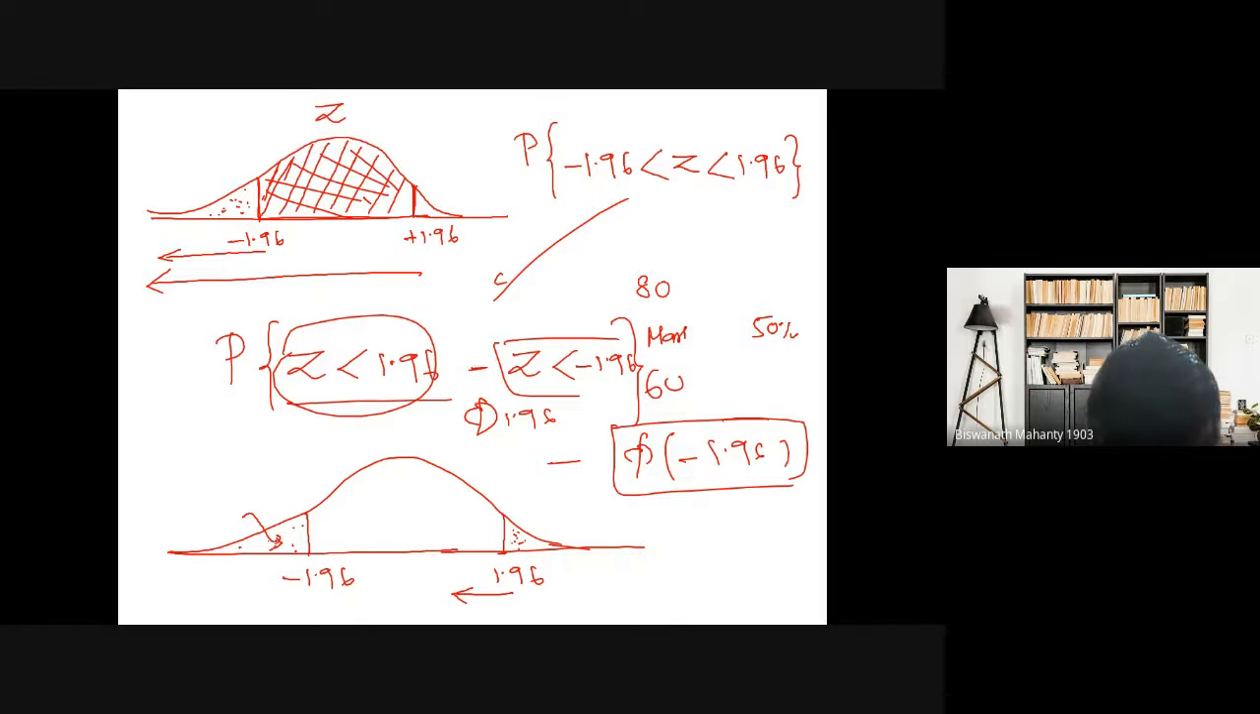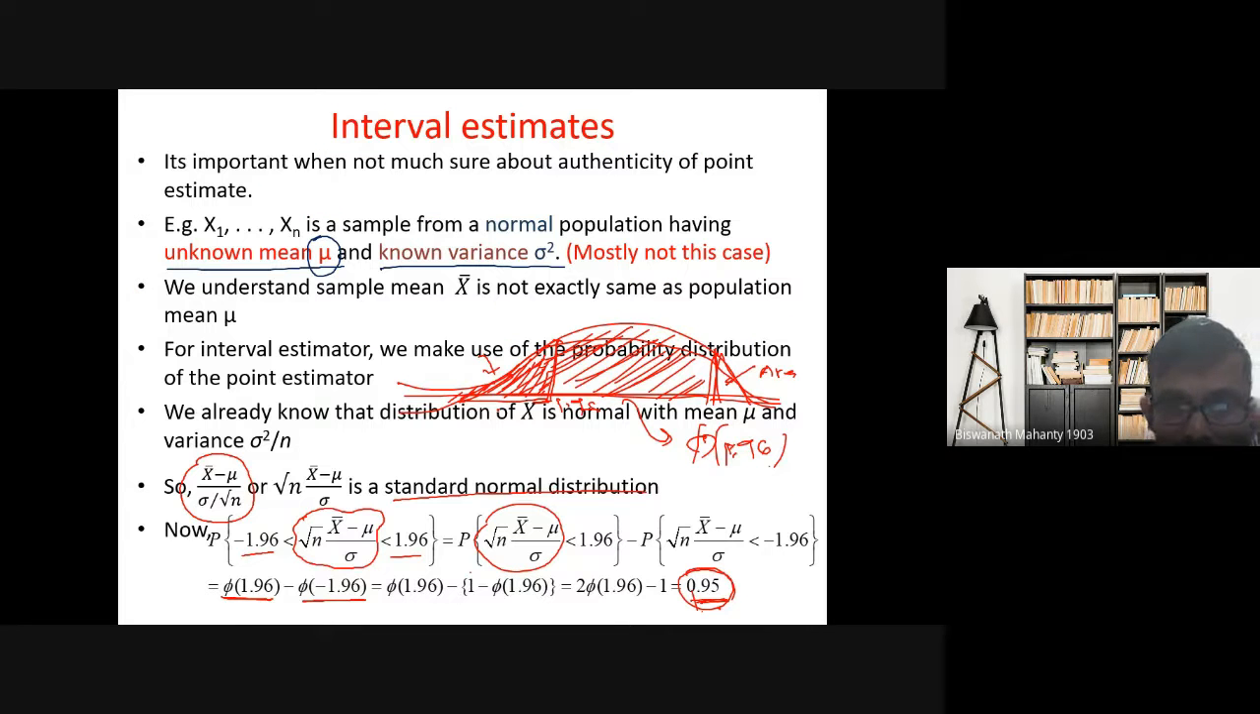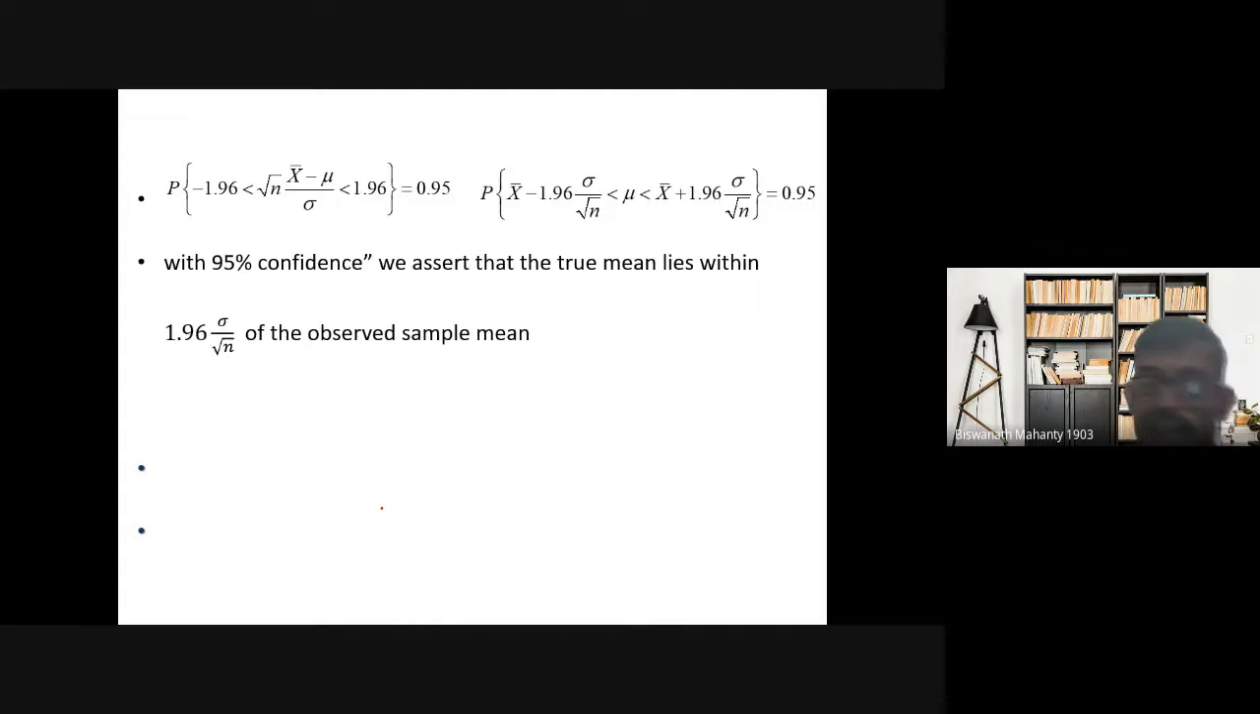So first I am telling this area is equal to this area. Now this area equals 1 minus anything left side. Anything left side means same, pi 1.96. So that's why I am saying, 2 pi 1.96 minus 1, that is 0.95. So what can I say now? I can say there is 95% chance, the probability in between this and this. Now this will be just formalized.